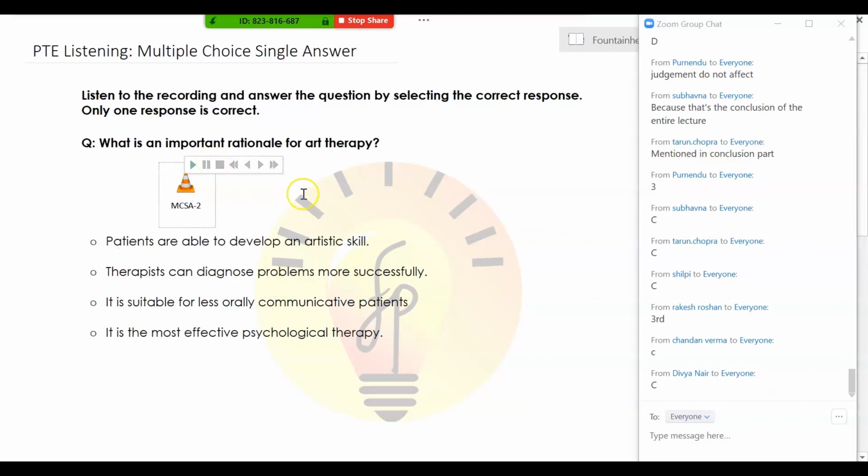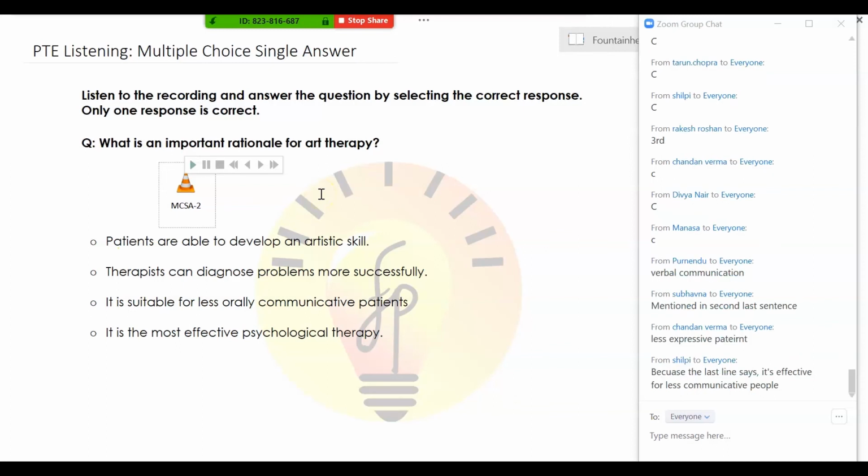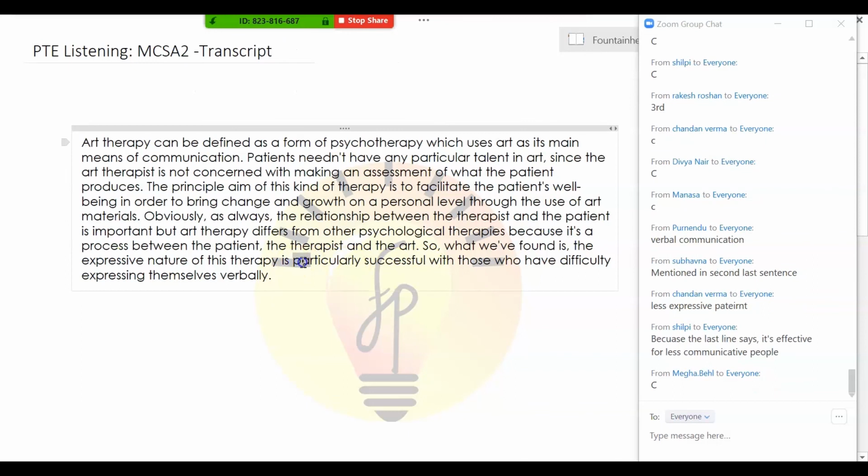All right, so all of you are saying it's C. Why is it C? Less expressive patients: effective or less effective? Particularly successful with those who have difficulty expressing themselves verbally. Good. So I have chosen these questions based on the attempts.